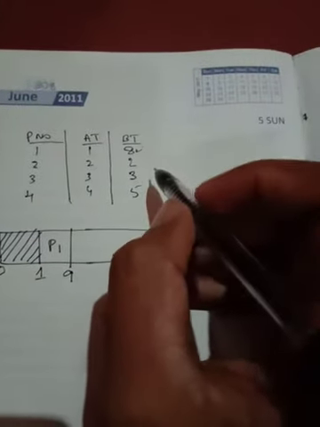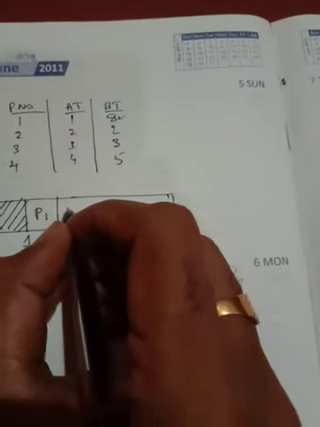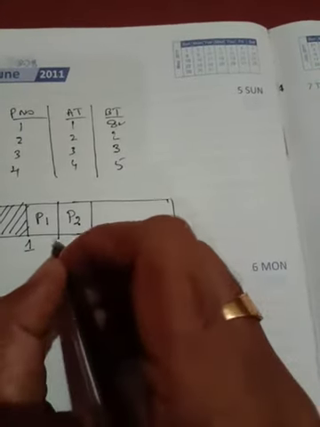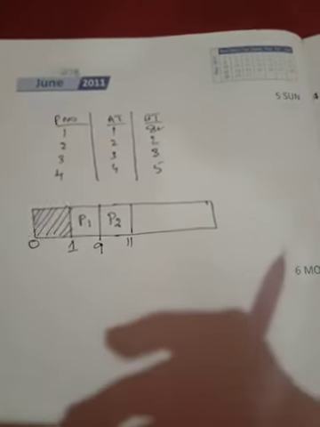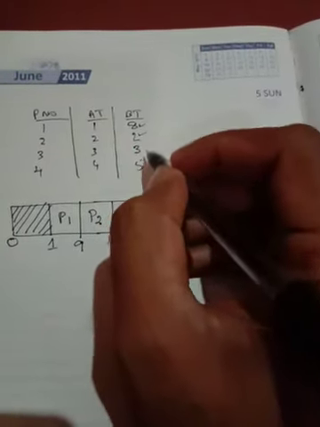Now the algorithm will check which is the shortest one. So the shortest one is P2 with the burst time 2, isn't it? So the next process will be P2. So up to 9 plus 2, 11. So up to 11 units this P2 will run. Okay, this also finished. Now in these two, which is the shortest one? P3.